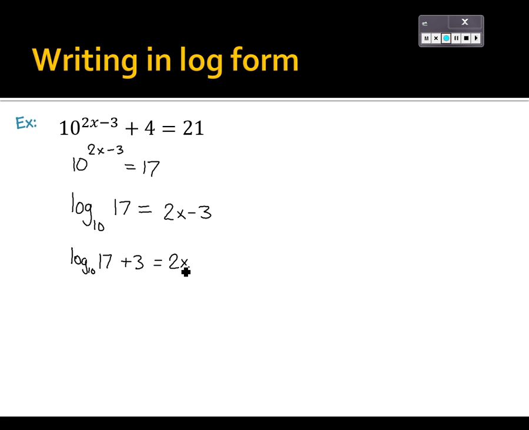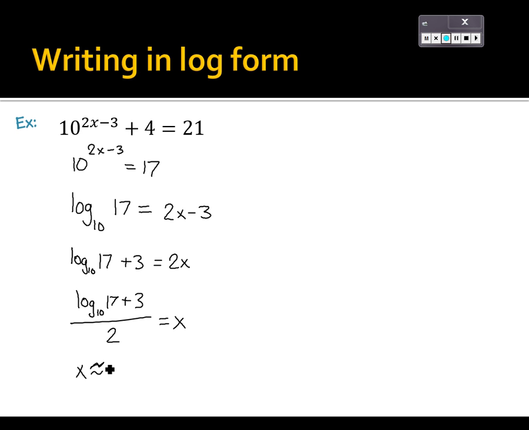And then divide by 2. So we get the log base 10 of 17 plus 3 all over 2. All right, so now we're done, except that's not real nice, right? Actually, let's approximate this with our calculator. And the nice thing about this one is, how do you compute the log base 10 of 17? Question. How do we do that?